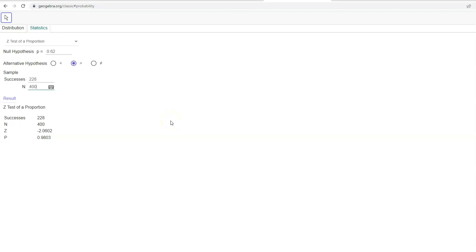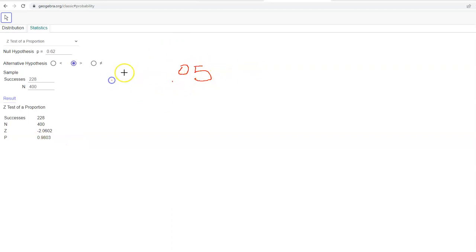So 0.9803 would be our p-value if we were asked for that. Negative 2.0602 would be the test statistic. Now, what do we do with that p-value? Well, we usually are given some significance level in our problem. So we want to compare our p-value against our significance level. So let's say that we were given a 0.05 significance level. We want to find out, is our p-value greater than or less than?